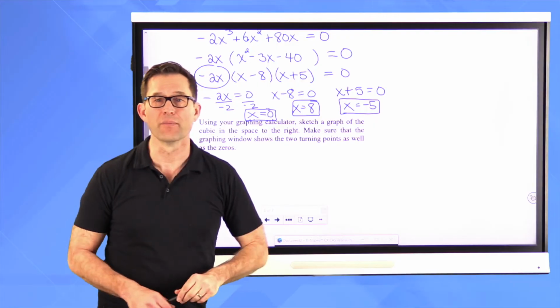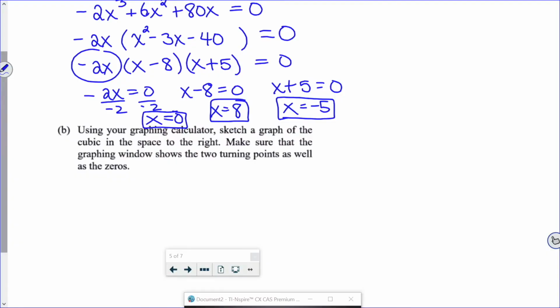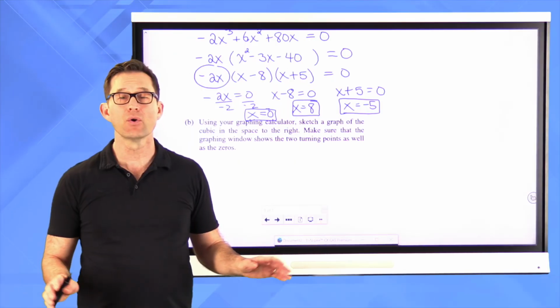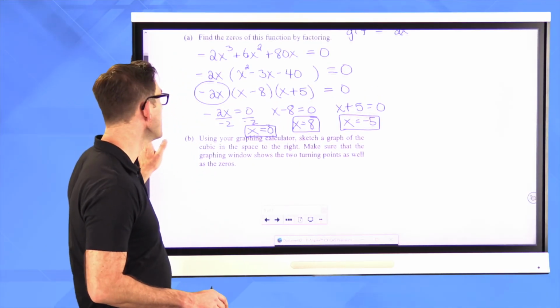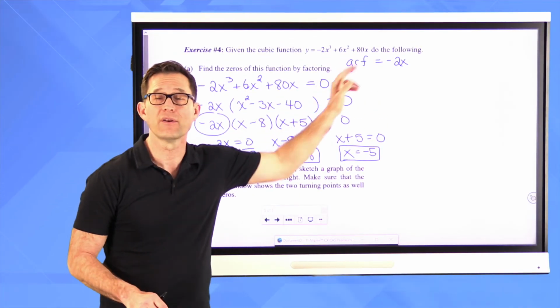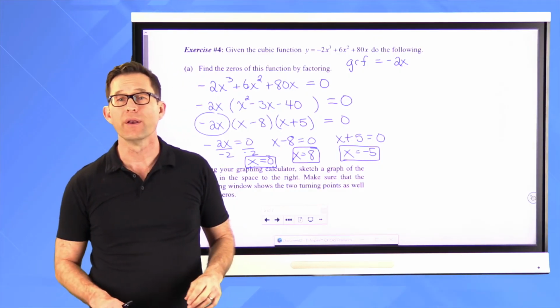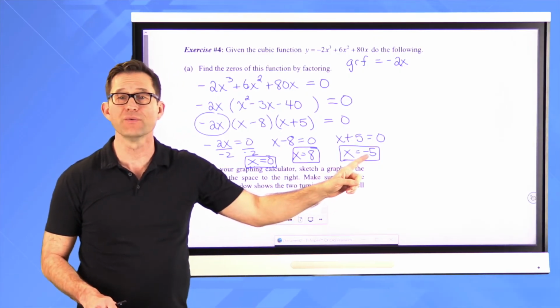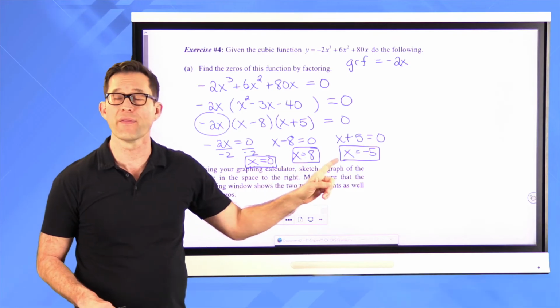So let's take a look at letter B. Using your graphing calculator, sketch a graph of the cubic in the space to the right. Make sure that the graphing window shows the two turning points as well as the zeros. Now this is kind of cool because I want you to play around with this, and again, I'd like you to just put the original one into your calculator, set your viewing window so that you can definitely make sure you see the negative 5, the 0, and the 8, okay?